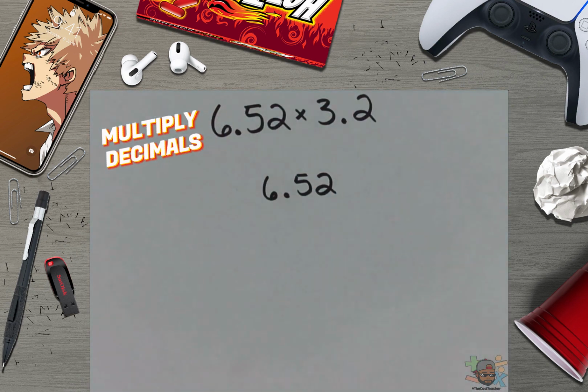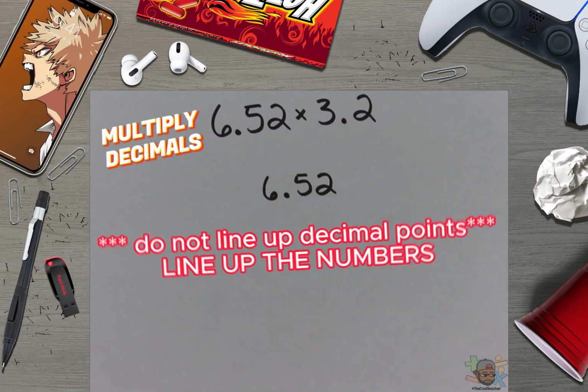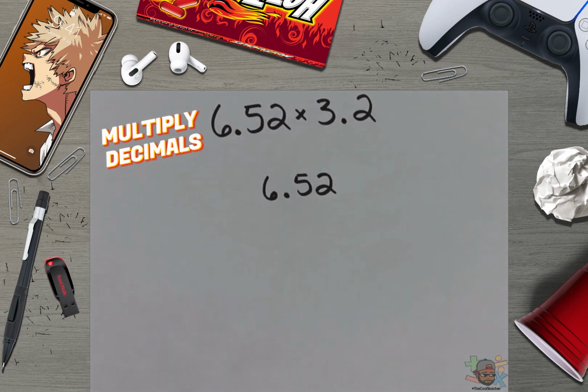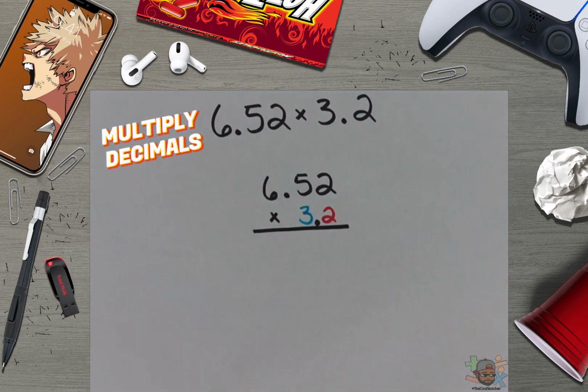Now, when I write my 3.2 underneath it, I do not have to line up my decimal points. All I have to do is line up my numbers. My numbers for this, I'm going to color code, and I'll show you why in a second. So now my problem is set up vertically, making it easy for me to go ahead and multiply. So let's get into it.